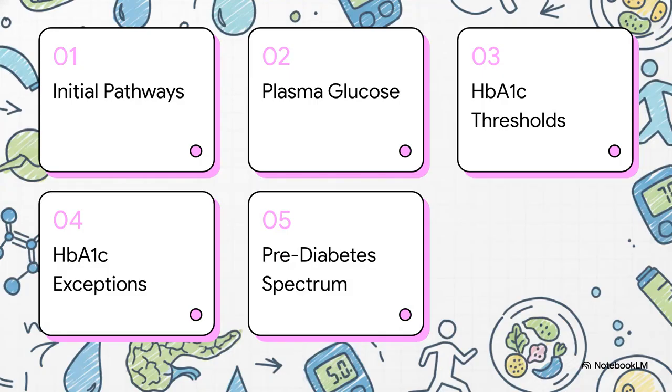We've got this broken down into 5 clear parts. First, we'll look at the initial diagnostic pathways. Then, we'll get into the nitty-gritty of the numbers for both plasma glucose and HbA1c. After that, and this is super important, we'll cover the situations where HbA1c just isn't reliable. And finally, we'll wrap up by exploring the pre-diabetes spectrum. It's a really logical flow that takes you from that first patient encounter all the way to a nuanced diagnosis.